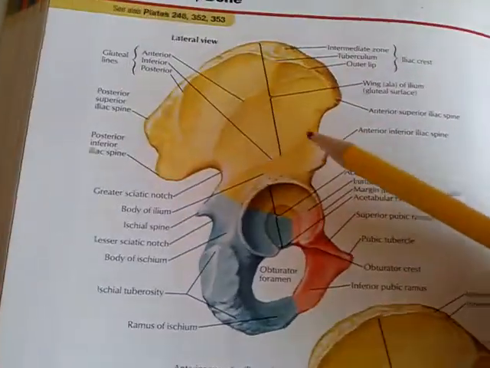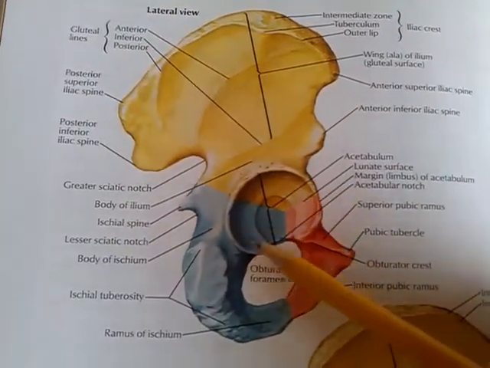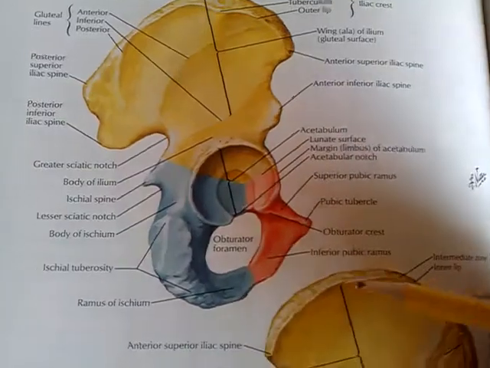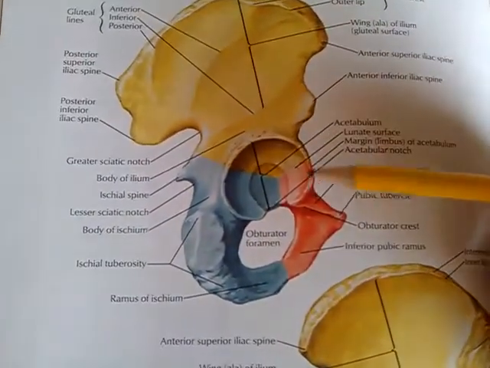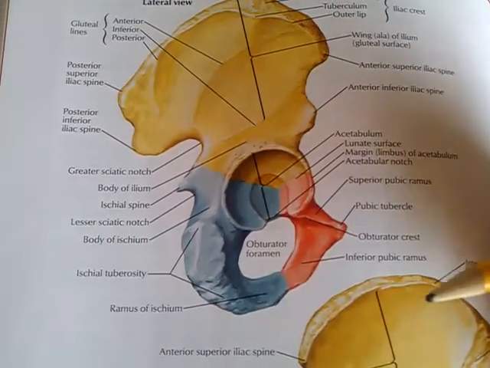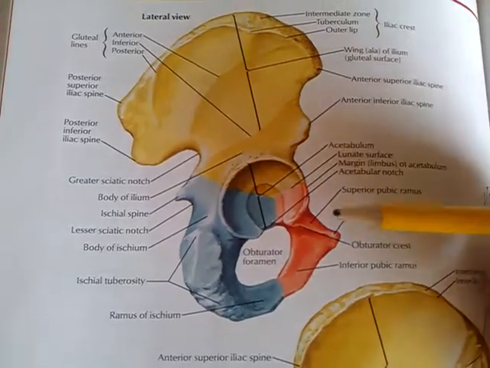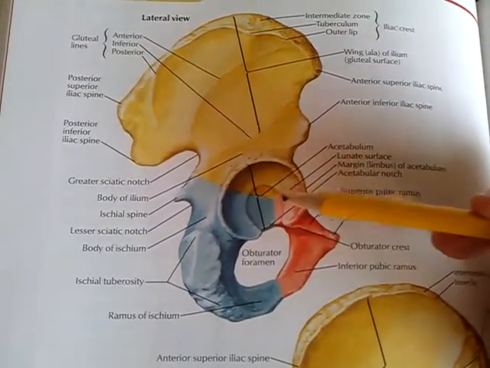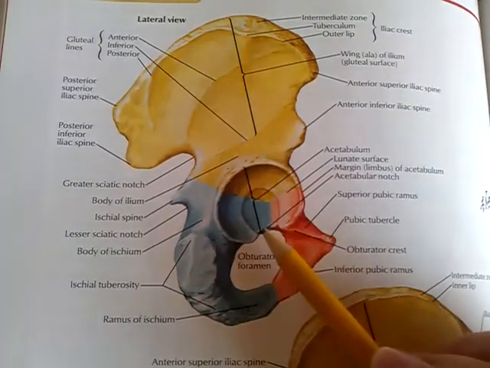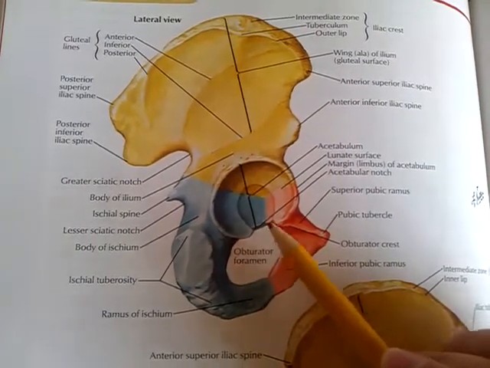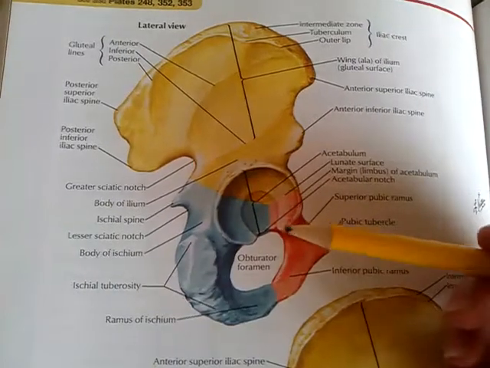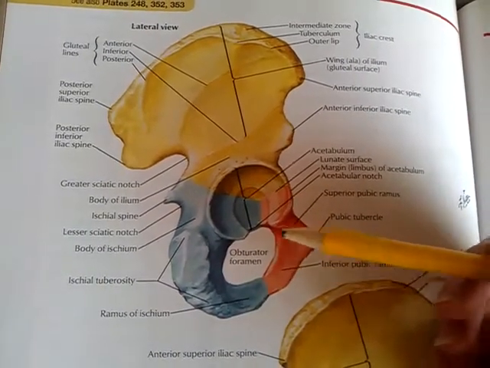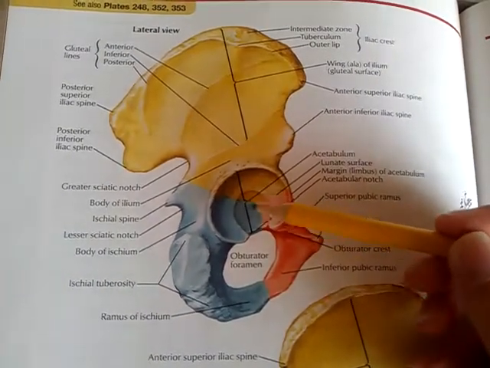The three parts of the bone meet in acetabulum. It's a deep concavity for the head of femur. The articulating surface is lunate surface. It is interrupted by acetabular notch. And the non-articular surface of acetabulum is central acetabular fossa.